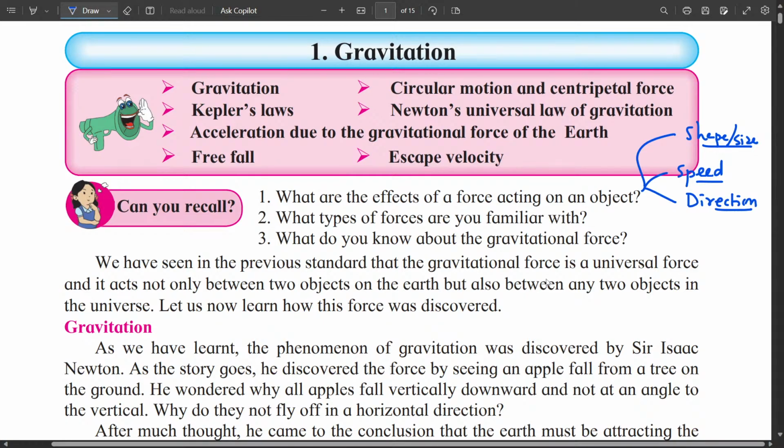Then there is muscular force of human beings and animals. Then there is mechanical force. So many examples of forces are there. What do you know about gravitational force?